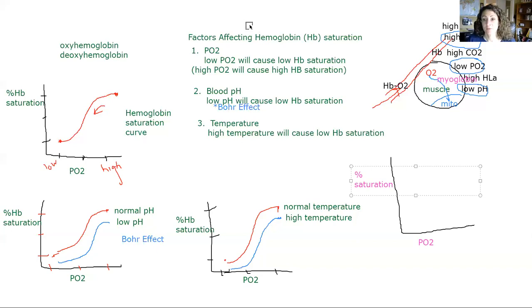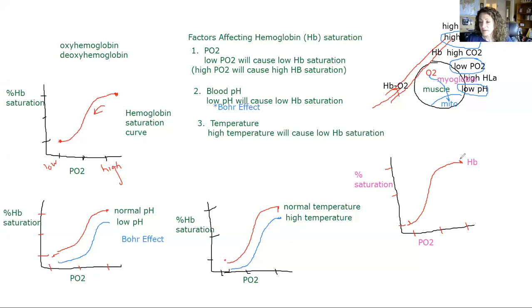Okay, so I'm going to start with the hemoglobin curve. This is low, medium, high, low, medium, high. Okay, so this is our regular hemoglobin saturation curve. I'm going to label this one hemoglobin. Okay, then I'm going to draw the myoglobin curve.